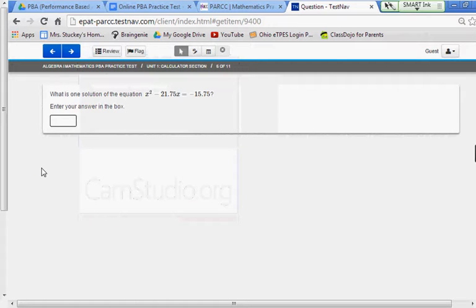This is an explanation for question number 6 out of 11 on the calculator section of the Algebra 1 PBA practice test. The question asks us, what is one solution for the equation x squared minus 21.75x equals negative 15.75? Okay, you'll have access to a calculator, so your one option is to sit there and guess and check.